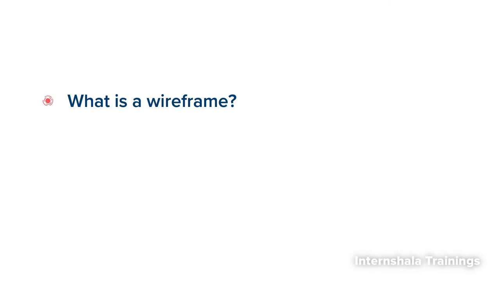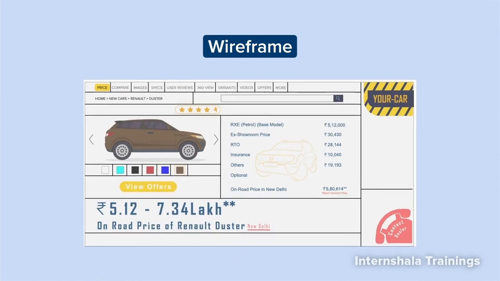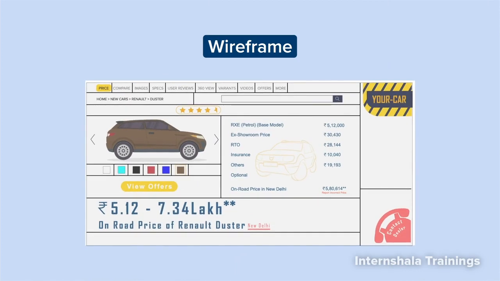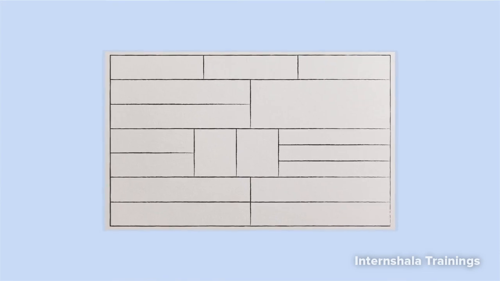Now, you might be wondering what wireframes are. A wireframe is a skeletal outline of a web page. It consists of horizontal and vertical lines that form boxes denoting containers that further contain different elements of the web page. For instance, we should always draw these wireframes in as much detail as possible, ideally with one box containing only a single element. For understanding purposes, let us consider a different wireframe as shown, which we have drawn on a piece of paper. We can see in this wireframe, we have several containers.